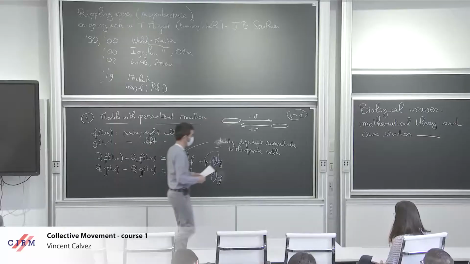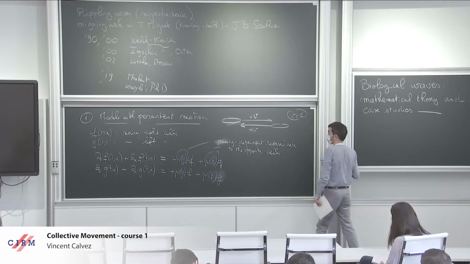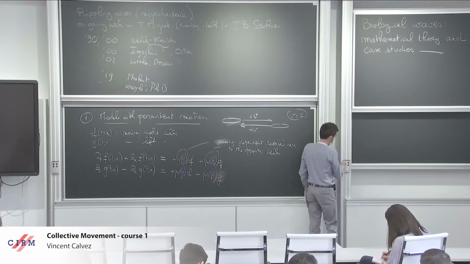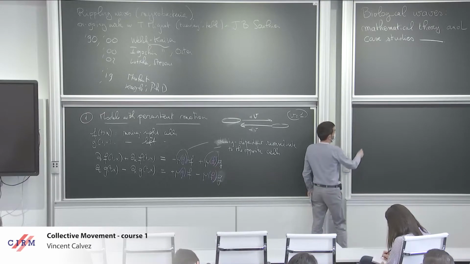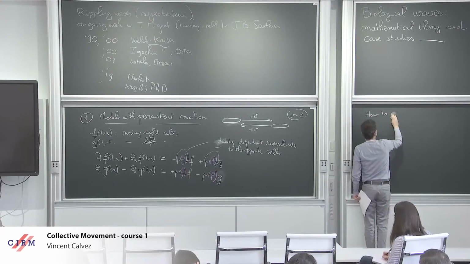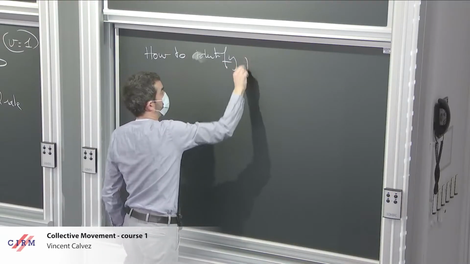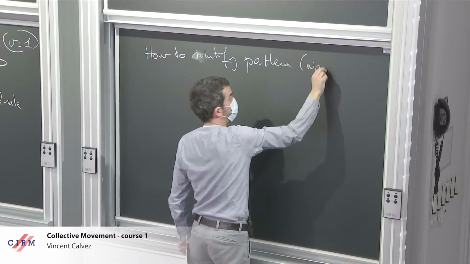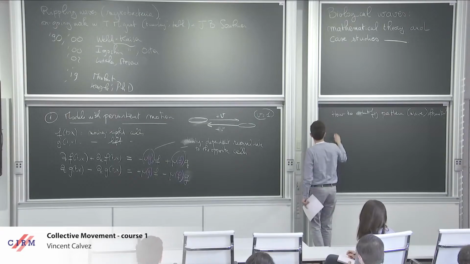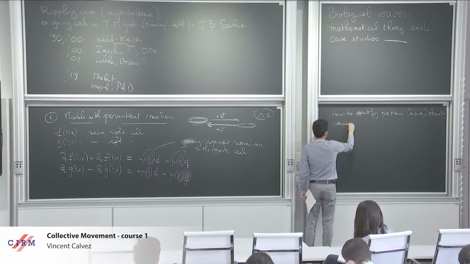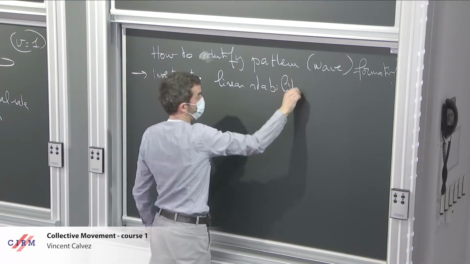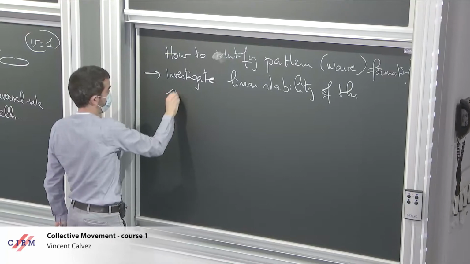Let me just show you in a few. What was done initially is to do a linear stability analysis for this problem. This is the first way to address patterns, to identify patterns. Here, patterns mean wave formation. The first step is to investigate the linear stability of the spatial homogeneous state.